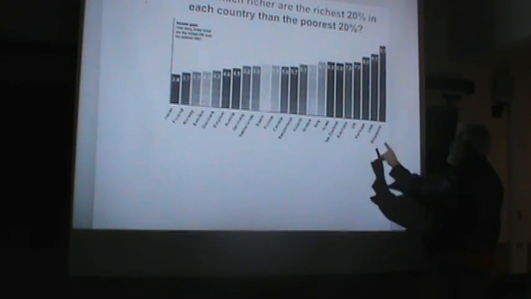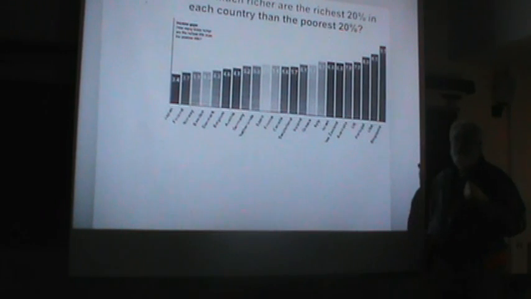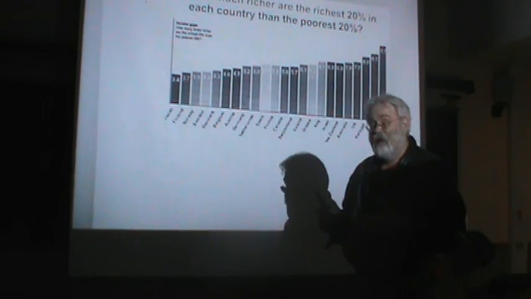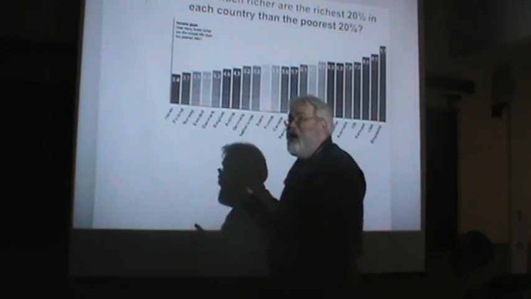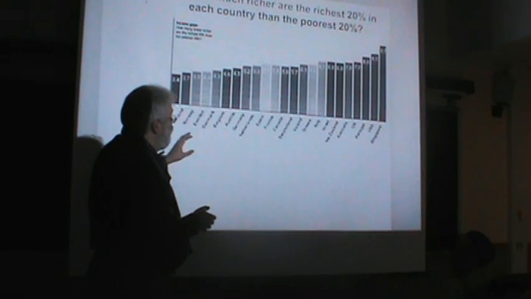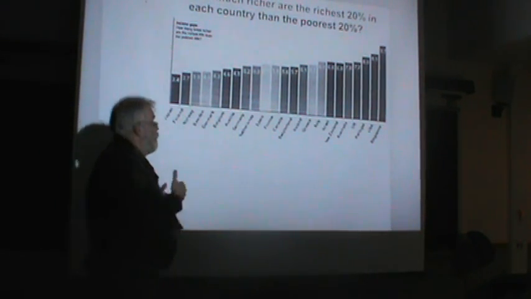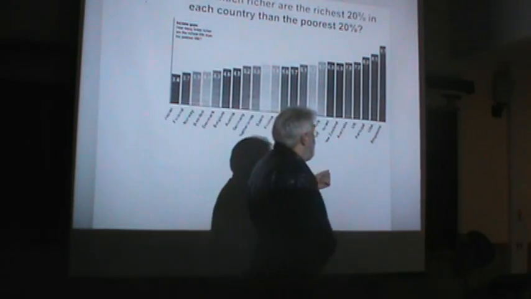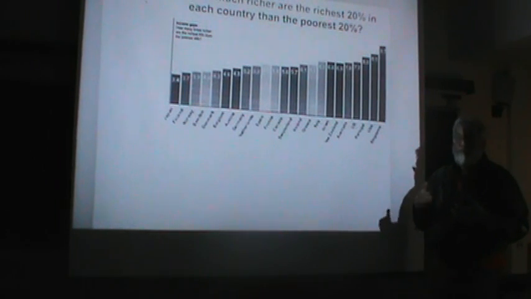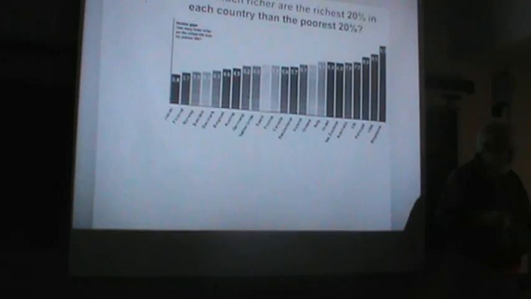Now, where's the United States? Well, we're way over this side with a ratio of 8.5. In other words, people in the top 20% are earning about 8.5 times as much as people in the bottom 20%. That's a whole lot more than most European countries, more than Canada, more than Australia. In fact, the U.S. is actually fairly similar to places like Singapore, which are not places that you tend to associate with high levels of income inequality.